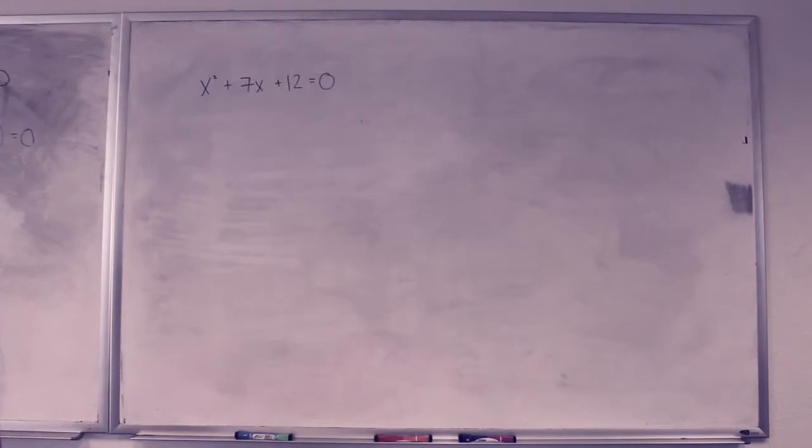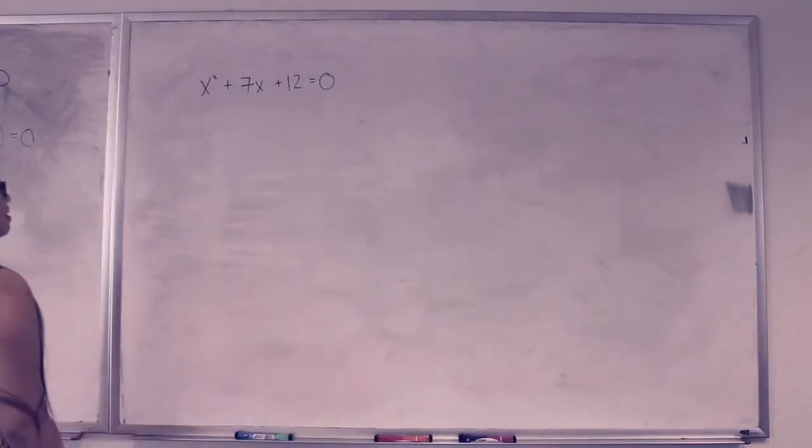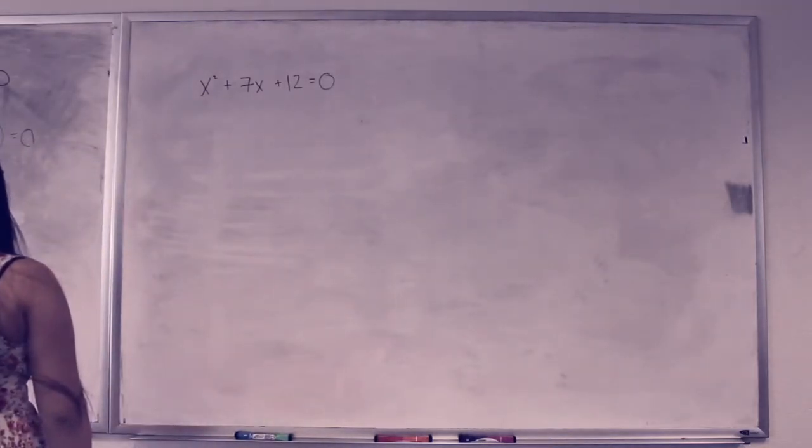Moving on to solving quadratic equations, we are going to give you 2 ways to solve it. First, I'm going to go over how to solve it using the factoring method. We are going to start with the equation x squared plus 7x plus 12 equals 0.